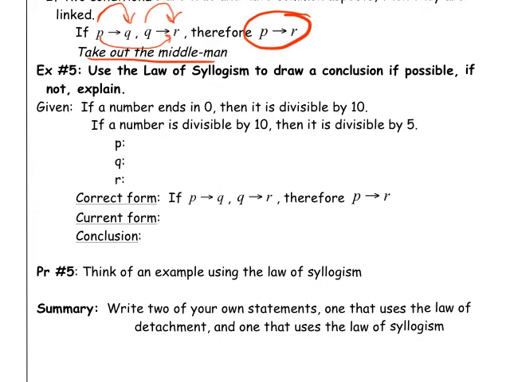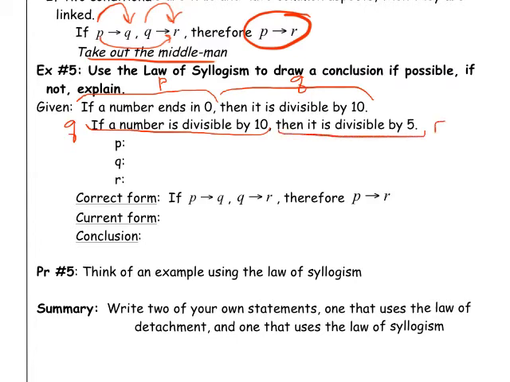So let's take a look. We're going to use the law of syllogism to draw a conclusion, if possible. If not, we'll explain why we can't draw a conclusion. So let's look and see what our P, Q, and R are, because now we need to have all three of those. And we have if a number ends in 0, then it is divisible by 10. Well, since this is my first hypothesis, I'm going to call this P. And this, then is divisible by 10, I'm going to call that my Q. And look, it's right here again, if a number is divisible by 10. So there's my Q again. And then it is divisible by 5. That's my R. Okay, so let's fill all that in.